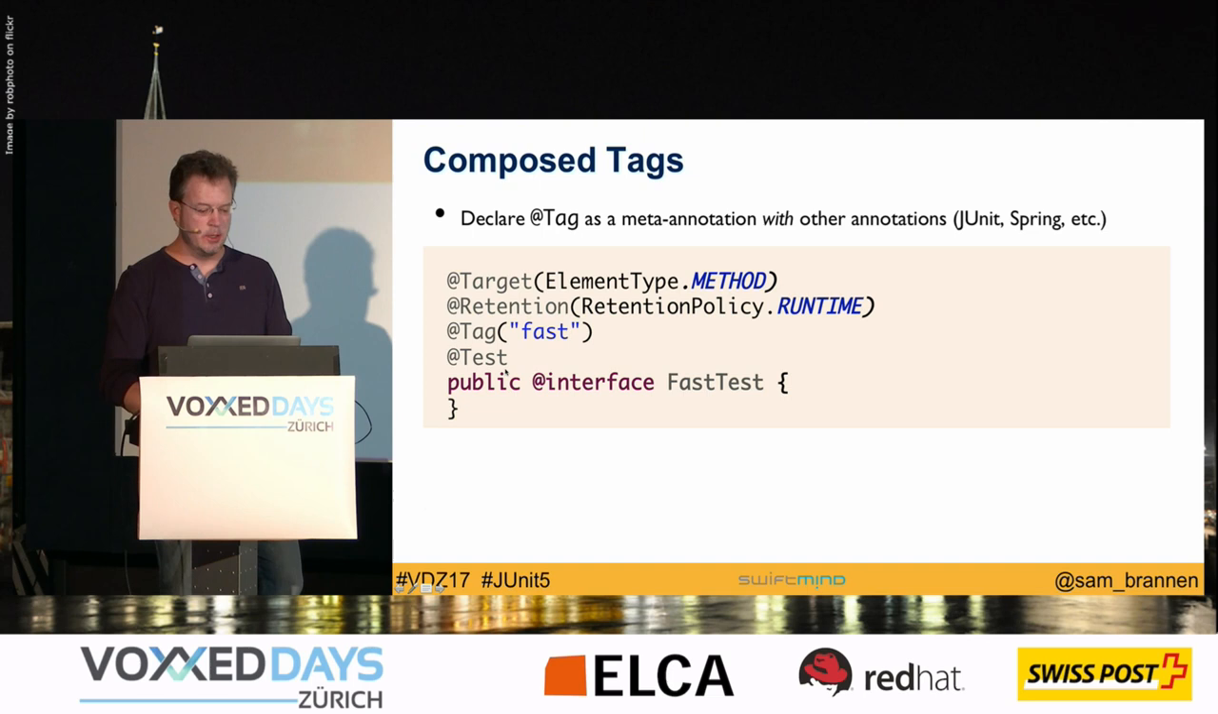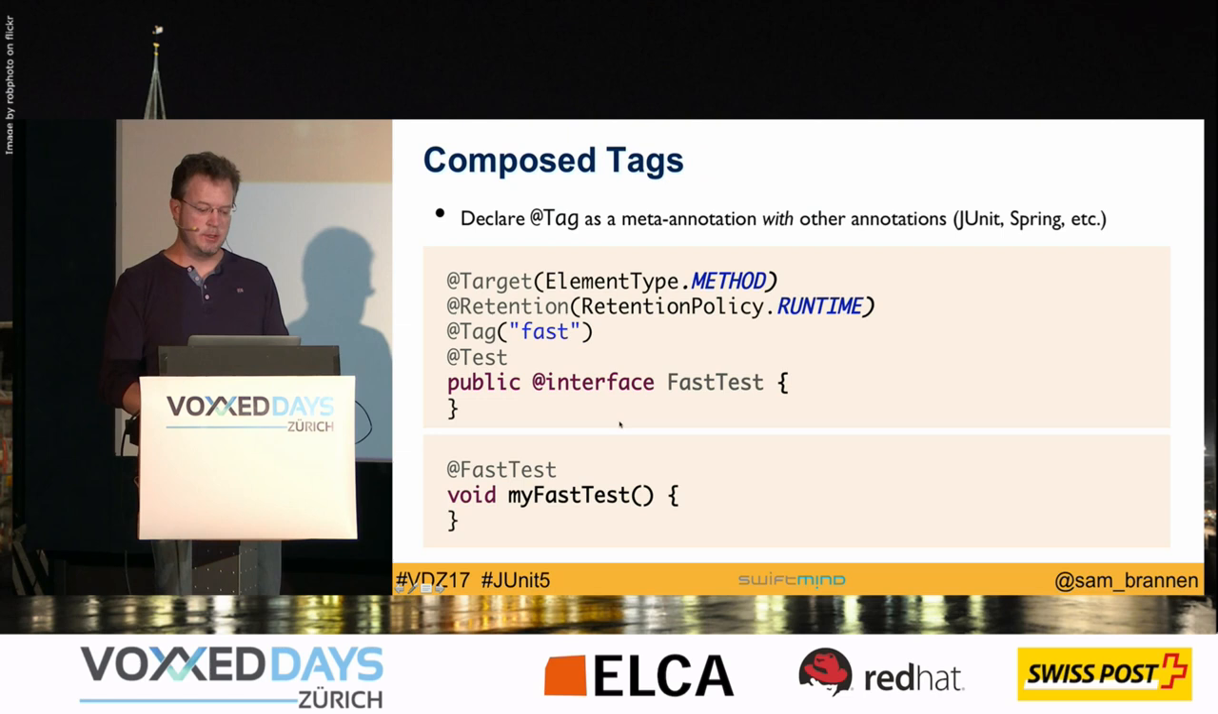And what we do there is we can do what we did before, have @tag fast, but we can also combine that with other annotations from JUnit and also from Spring that works very nicely. So now we have this fast test annotation, and we can just declare that. So people are already doing that in some of their projects with stuff like integration test, smoke test, things like that.